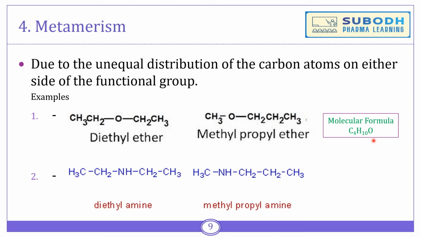The second example is diethylamine and methylpropylamine. In the first structure, the amine is at center and two ethyl groups are attached to it. And in the second structure, the amine group is attached to methyl group and another end with propyl group. And the molecular formula is same, that is C4H11N, which is same.